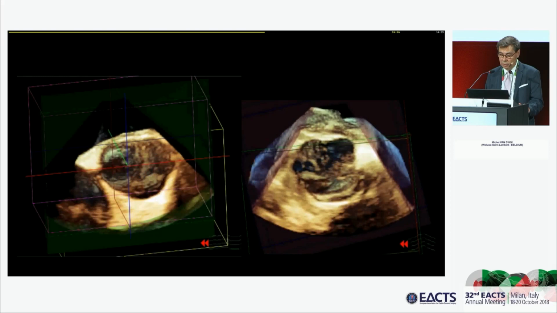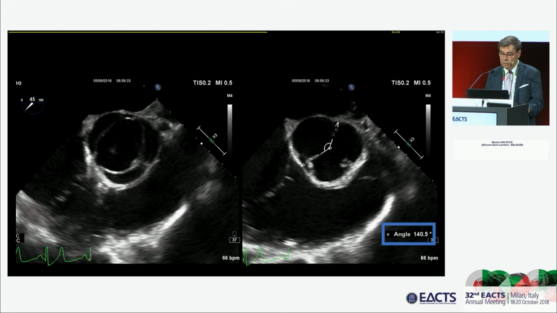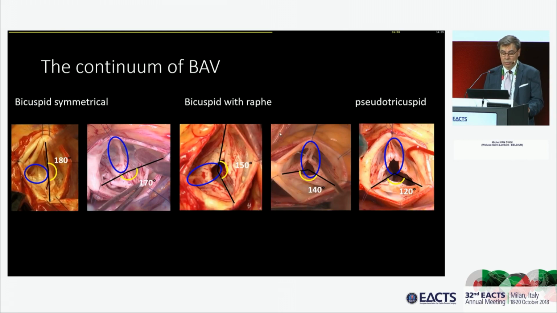And another important thing that we now do systematically intraoperatively is to measure the angle between the commissures for analysis of the bicuspid valve, going from the center of the aortic root towards the two commissures, because we know now that there is a whole continuum of bicuspid aortic valves, going from a true type 0 valve with an orientation of 180 degrees towards pseudo-tricuspid valves with a small raphe, but with three sort of commissures at an angle of 120. So there is a continuum going from these to these and many different bicuspid valves.